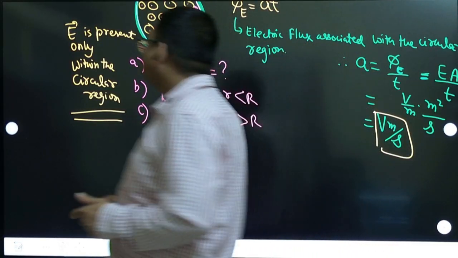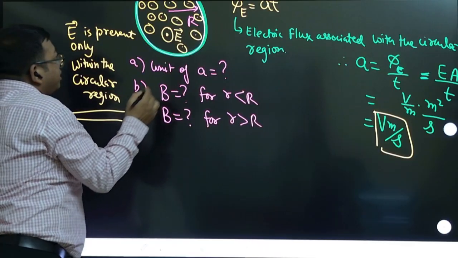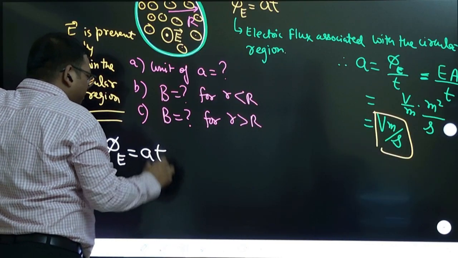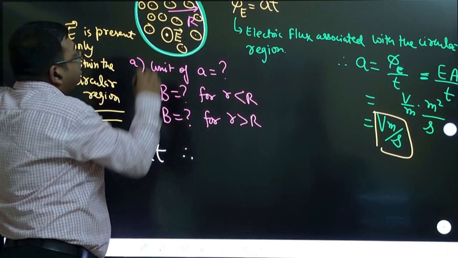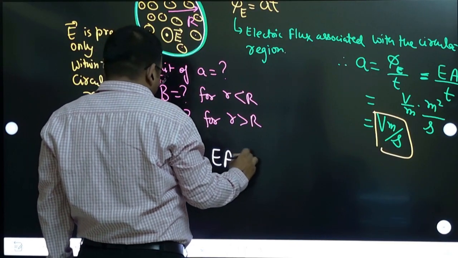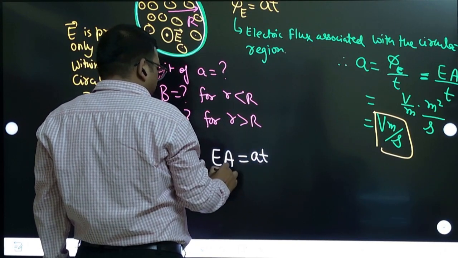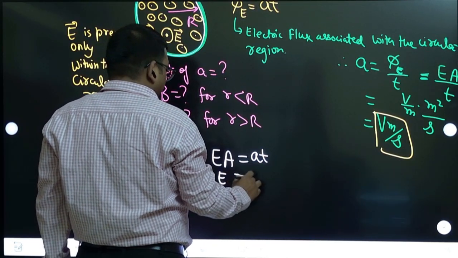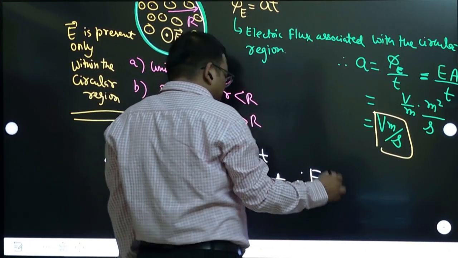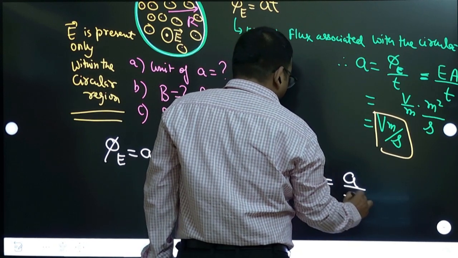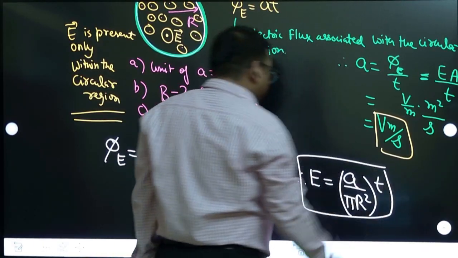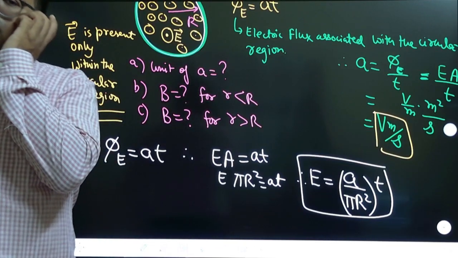Otherwise a mistake will happen. So first of all, based on the given condition, the electric flux is A into T. This electric flux is for the entire loop, so E into area is equal to A into T. Area means pi R square. So first we need to calculate the electric field as a function of time: E equals A by pi R square into T. Clear? This is the electric field as a function of time.